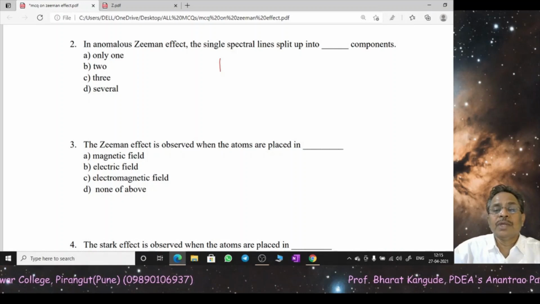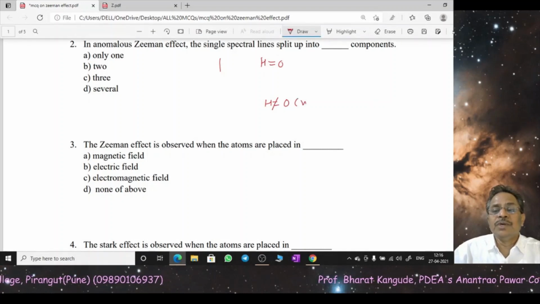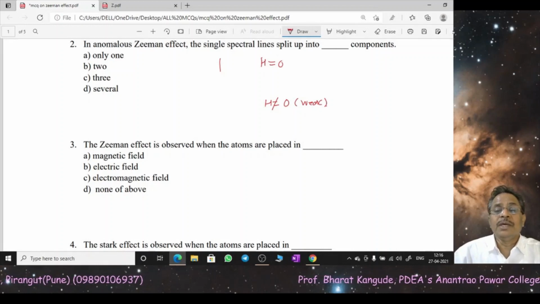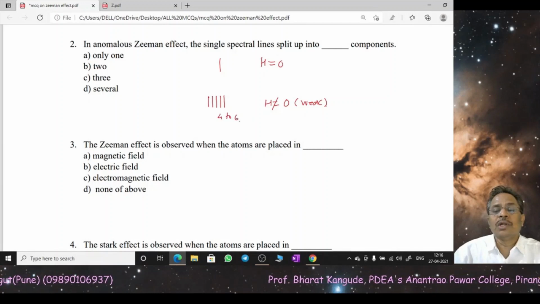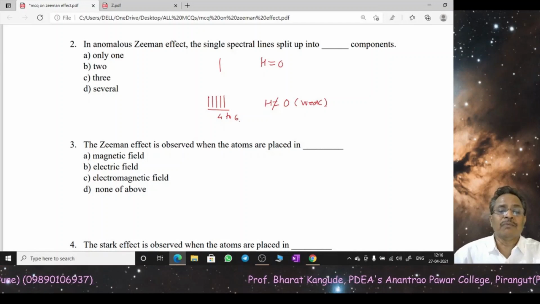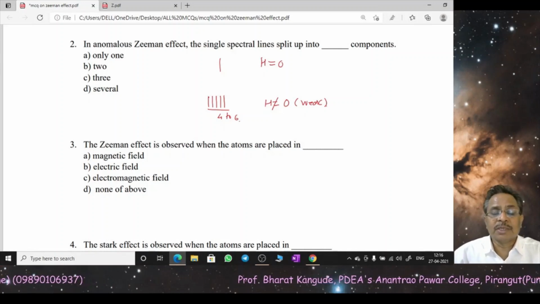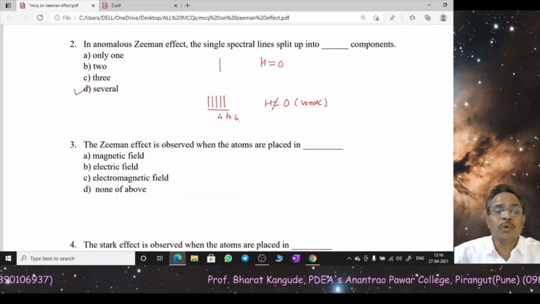Again here we can go for the effect when H is 0, and when H is non-zero but weak, when the applied magnetic field is weak, in the earlier case it is strong, in that case these spectral lines are found to be split into a number of lines, usually 4 to 6 and so on, and this effect is called the anomalous Zeeman effect. Therefore, not even 4 and 6 but several numbers of lines can be observed, and therefore question number 2 correct answer is D, several components.